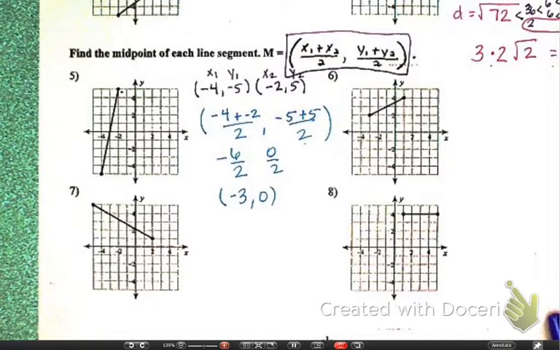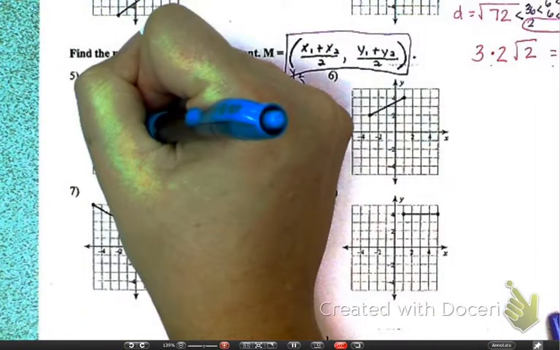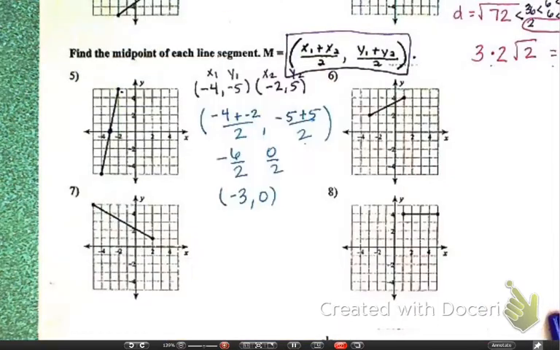If you were to plot that on the graph, that's negative 3, 0. So some of these you will be able to look at and see, but I will expect that you do the math to show that that's the case. Sometimes you won't even be given a graph, so you have to use the midpoint formula. I would like you to do number 7, please. So figure out what those coordinates are and find the midpoint.